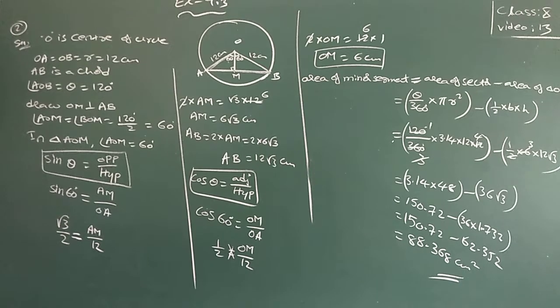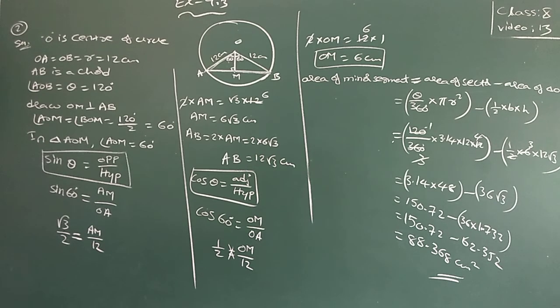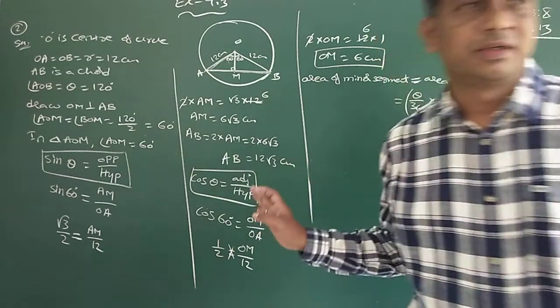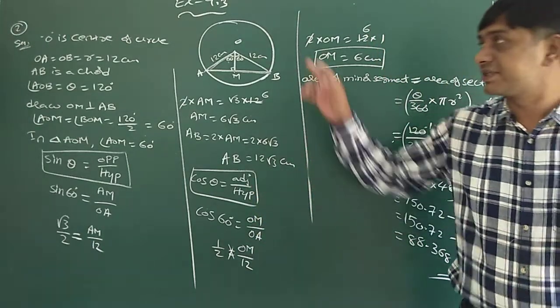Here I used trigonometric ratios by drawing a perpendicular line OM perpendicular to AB. Next, a few more questions will be discussed in the next class. This is the first two problems of exercise 9.3.